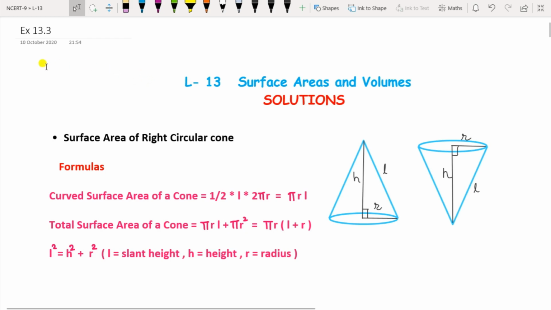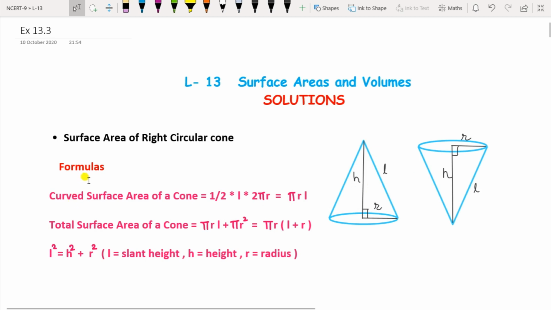In this video we are going to see the solutions for exercise 13.3 of lesson 13, surface area and volume. In the link above I have shared the video of exercise 13.1 and 13.2. 13.3 is all about right circular cone. So this is a right circular cone. This figure may remind you of the time you had eaten an ice cream heaped into a container of this shape. So this is called a cone, right?